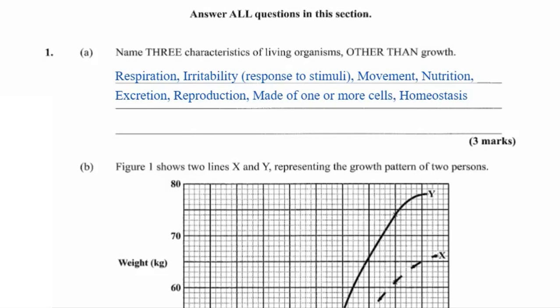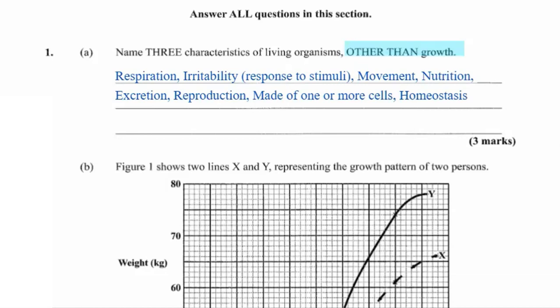Okay, so let's take a look at question 1, part A. The question asks for 3 characteristics of living organisms other than growth. One of the things you'll find me saying over and over again: read the entire question, okay? So you know for sure that you are going to name 3, but one of them will not be growth.